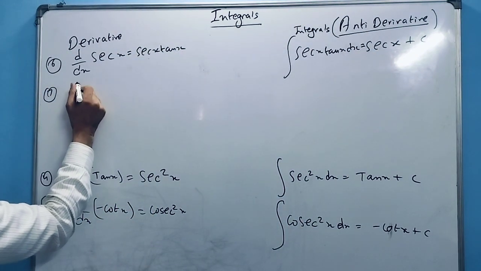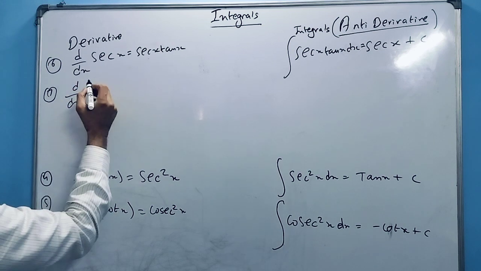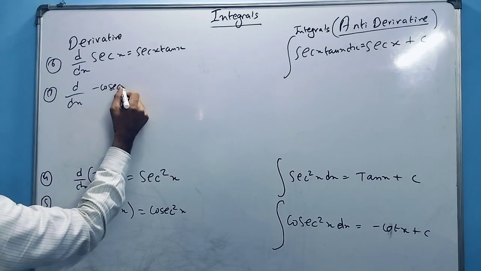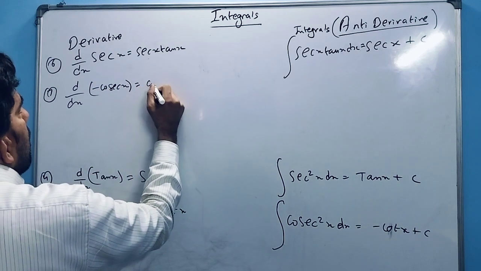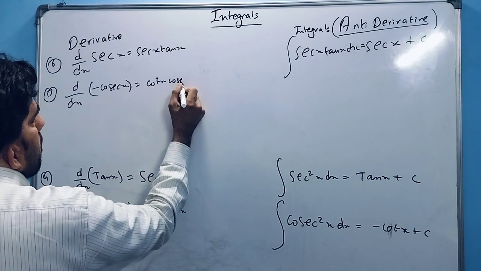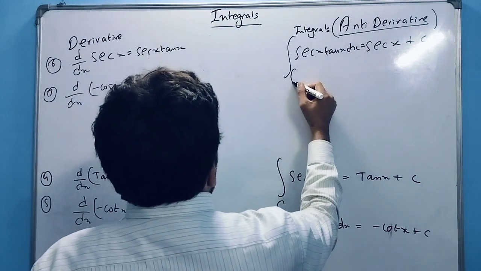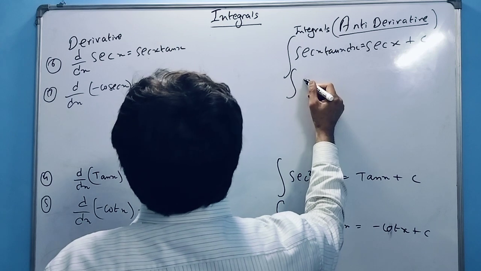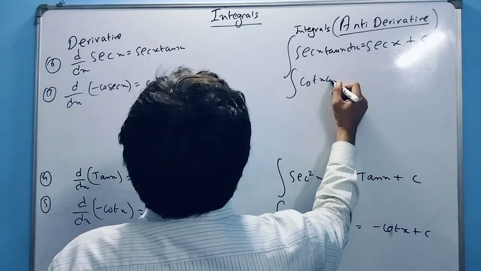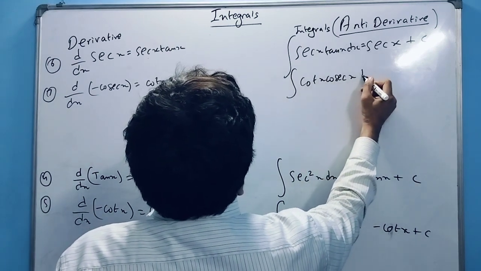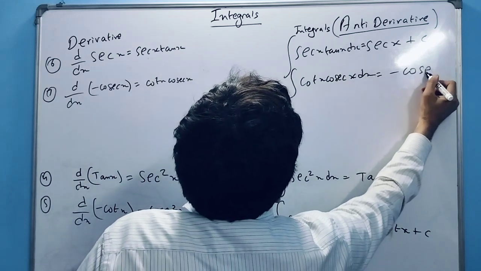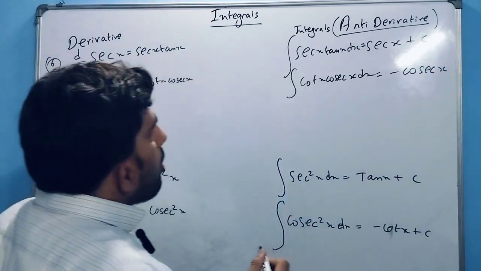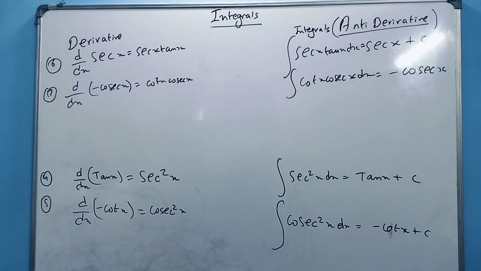Now we'll move to the differentiation of minus cosec x. Minus cosec x differentiation will be what? Cot x cosec x. So here, for cot x cosec x, differentiating with respect to x, which is equal to minus cosec x. So this is what we got here.